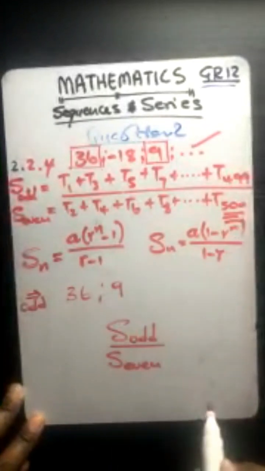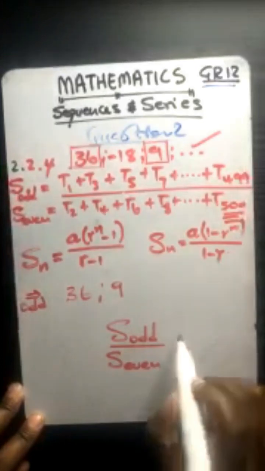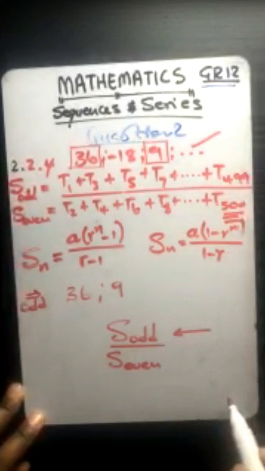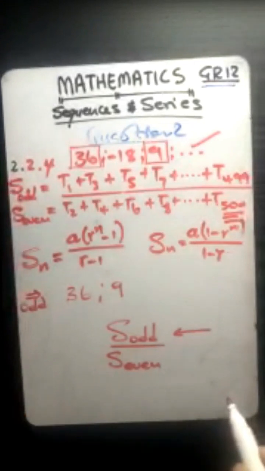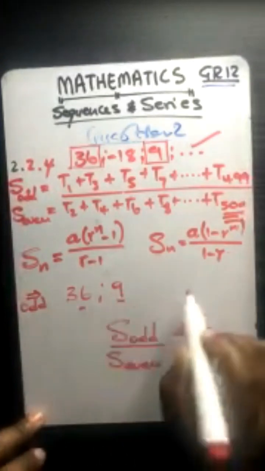So now that means we are going to calculate the new R, which is the R for the odd numbers. So what is that R for the odd numbers? So it's going to be this divided by that, which is what?